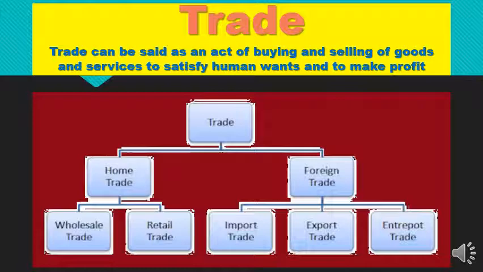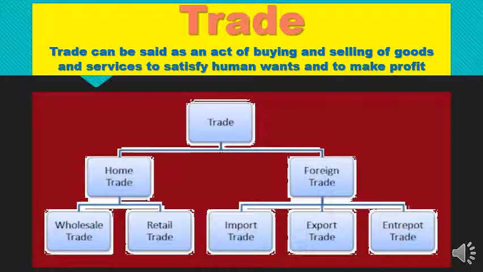Now, if you look at the diagram in front of us there, under home trade we have two major divisions, which are wholesale trade and retail trade. Wholesale trade is a type of trade that allows us to buy in large quantity from the producer and resell them in smaller quantity to the retailer.